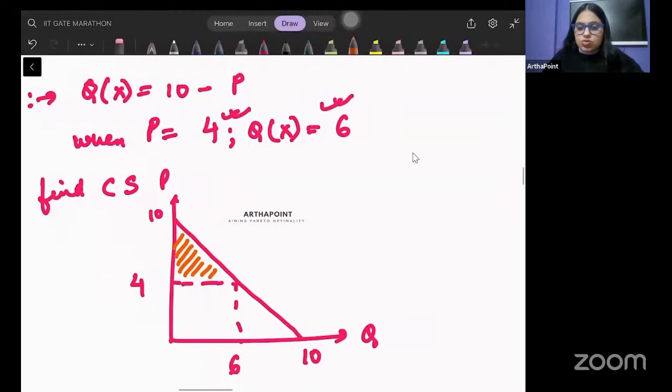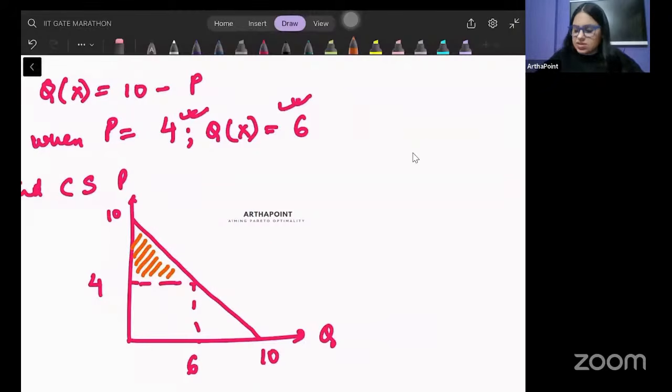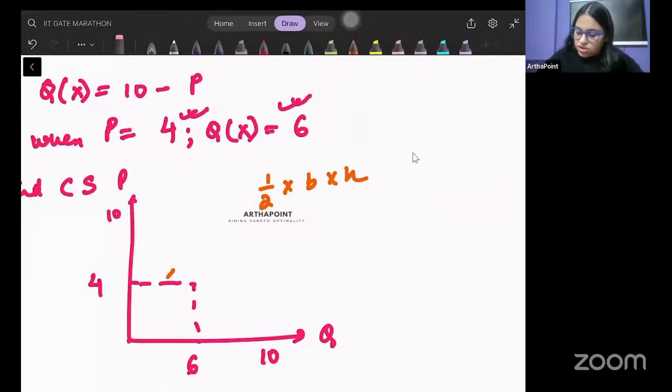Okay. So in this case, it seems very simple. You can just do half into base into height and find this area of the triangle. But suppose this would have been a non-linear function. If something like this were there, then this is not a triangle.